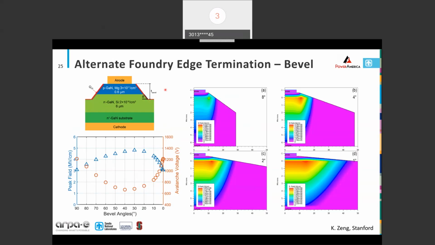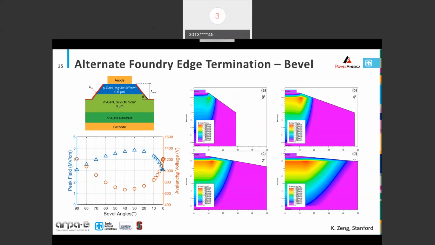This is some work that Kay Zhang at Stanford has done, where he's done TCAD simulation of various bevel angles. You can see the field distributions. There's a hotspot there, so we record that. We're also interested in the magnitude of the field at the surface, right at the junction, and of course the breakdown voltage of the device. We can put in surface charge and other variations. He's generated this plot on the lower left, plotting peak field, that hotspot, in the blue, and then the avalanche voltage in the red, as a function of the bevel angle.